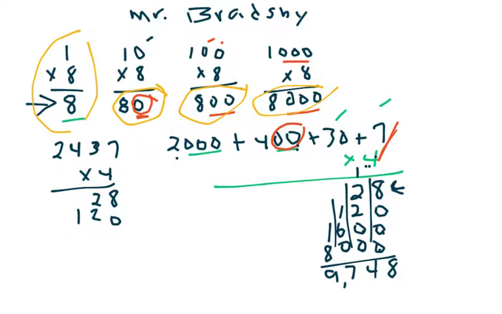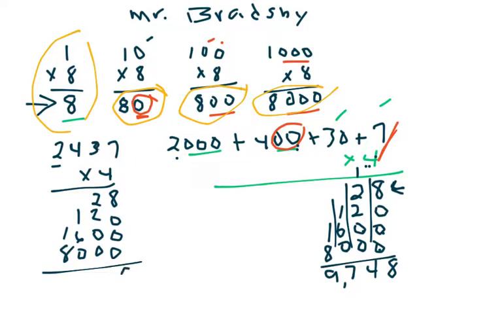4 times 30, 120, that's right. Now we're going to multiply times hundreds. You see, I could just put the zeros down first if I want. 4 times 4 is 16. And now I'm going to multiply times 1,000, and that's 3 zeros. 4 times 2 is 8.